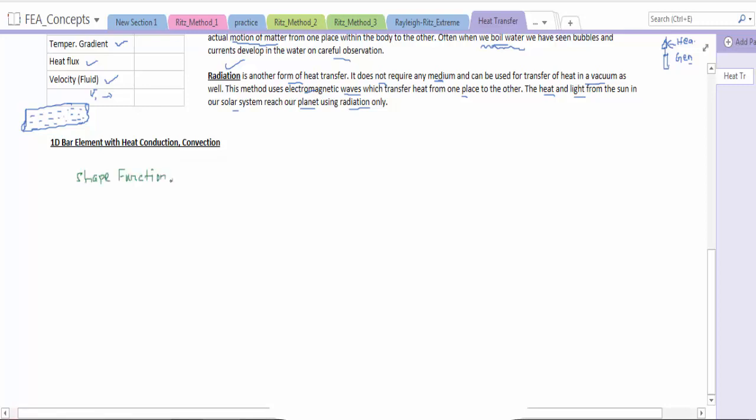So the shape function for a bar element, a two-noded element, 1 and 2. This is one element. T1 degree Celsius and T2 degree Celsius are the degrees of freedom for this particular element. So we have assumed a linear form and two nodes. So we know that T of x equals T1 N1 plus T2 N2, where N1 is (L minus x) by L and N2 is x by L.